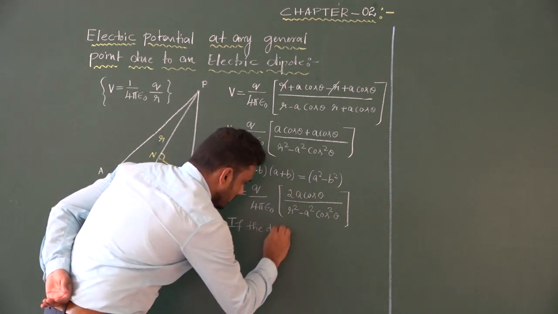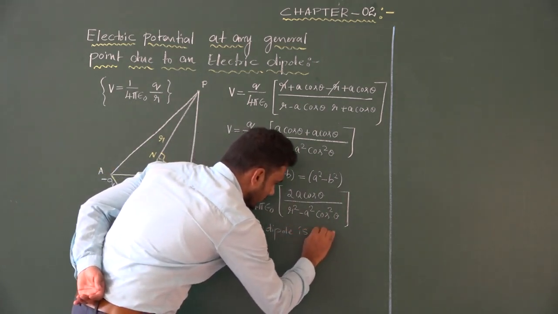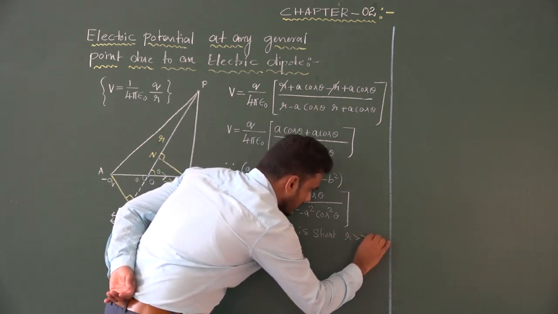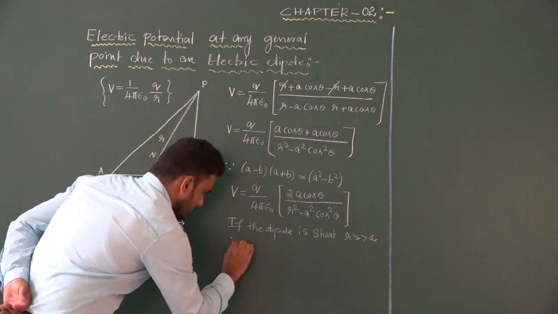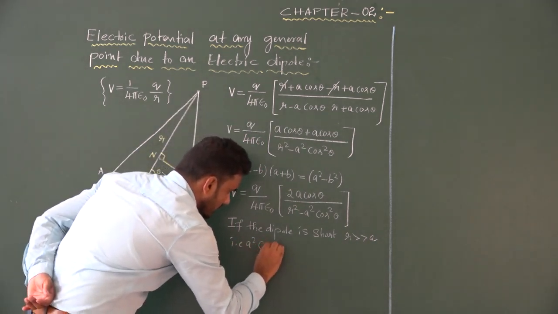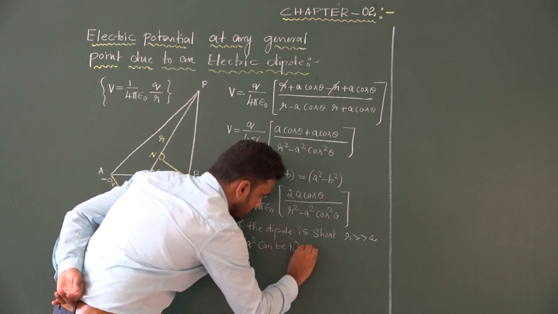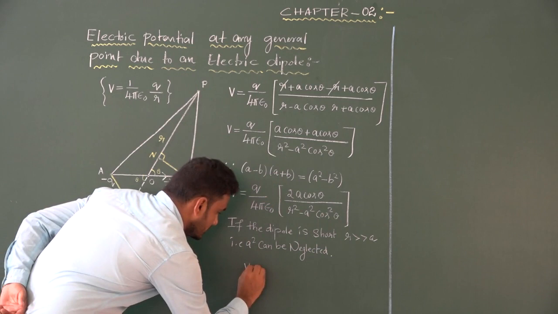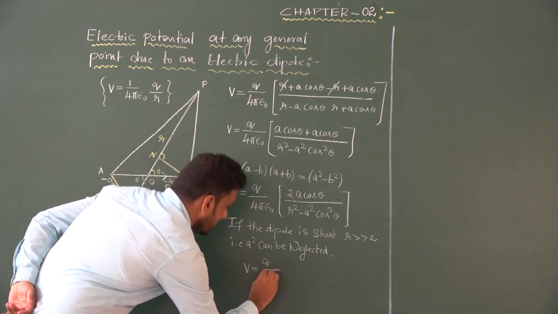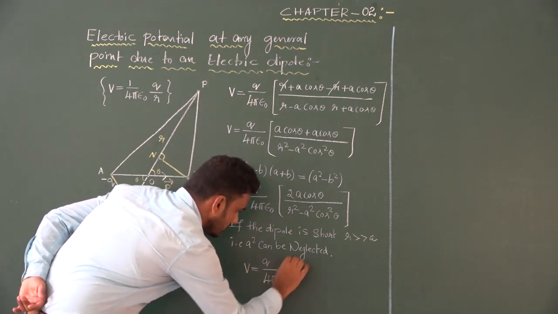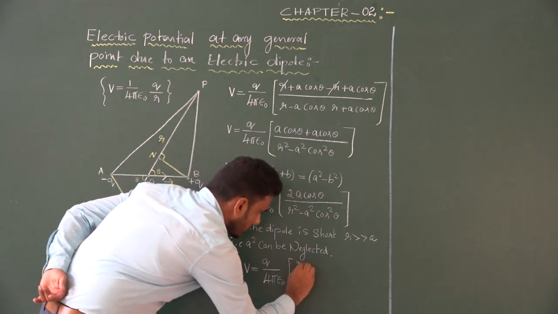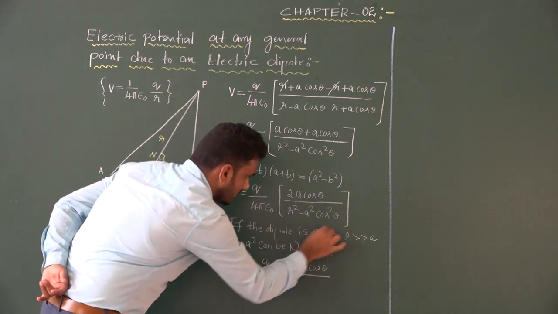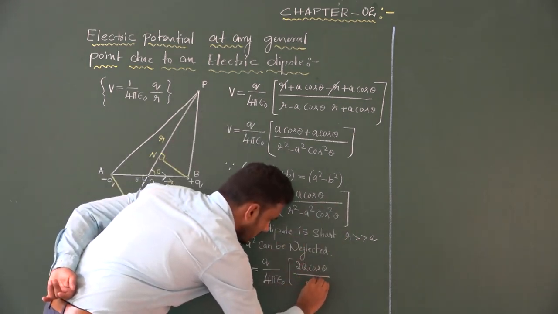If the dipole is short, r is very much greater than a, that is a square can be neglected. The remaining thing: V is equal to Q divided by 4 pi epsilon naught, 2a cos theta divided by, we neglected the complete term, the remaining is r square.